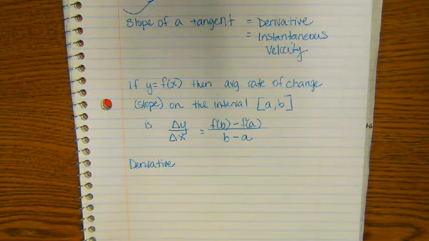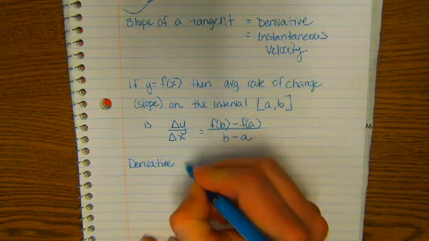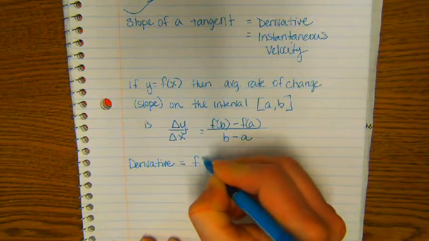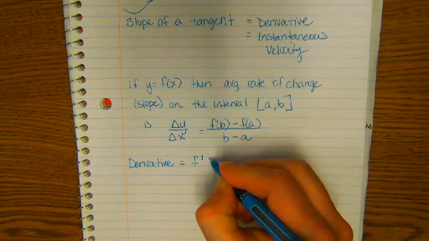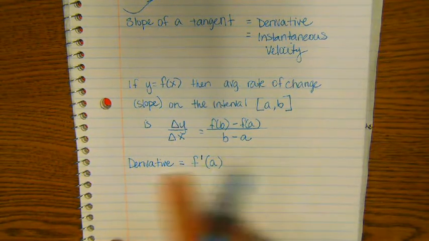The derivative, first of all, we write it like this. Do you see that like little prime? Do you remember prime from geometry? It's like a little apostrophe, f prime of a. So if you see this f prime, that means the derivative.